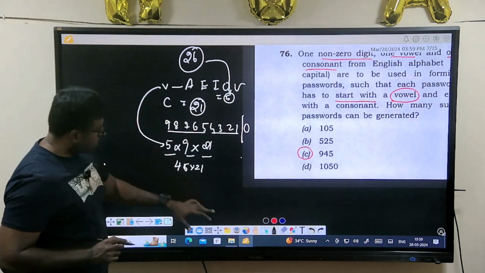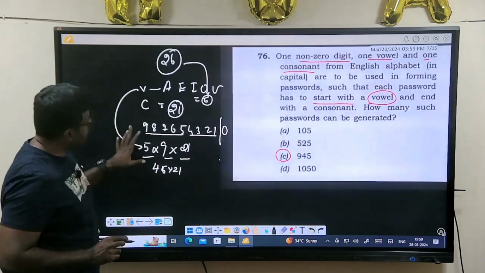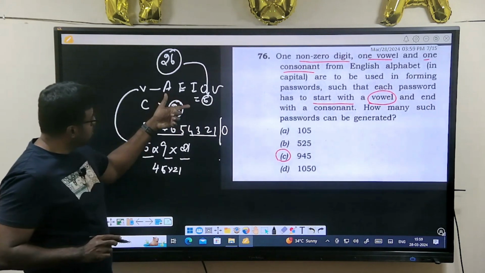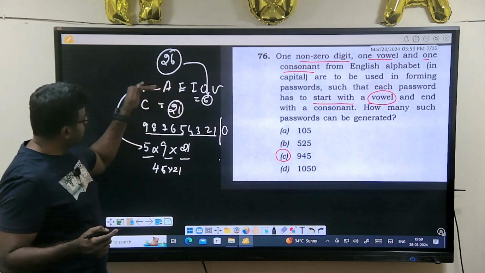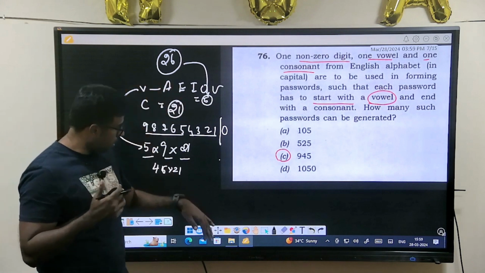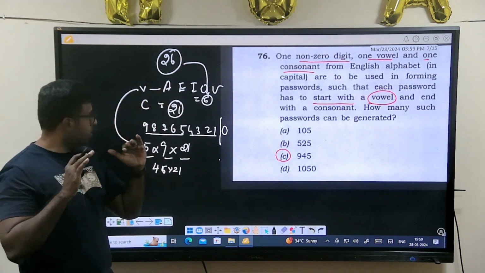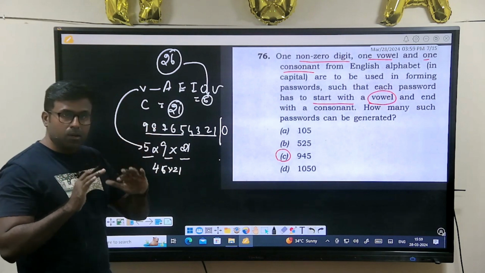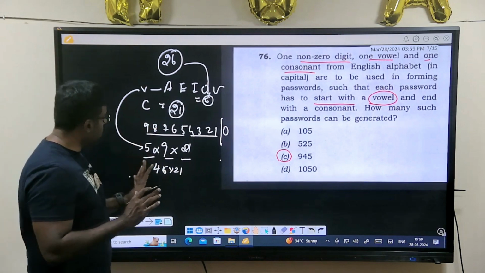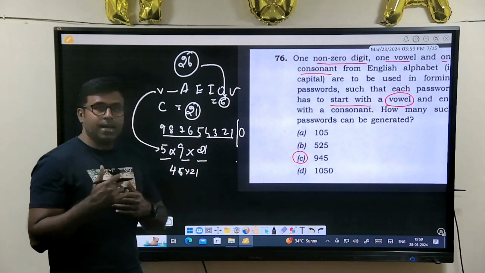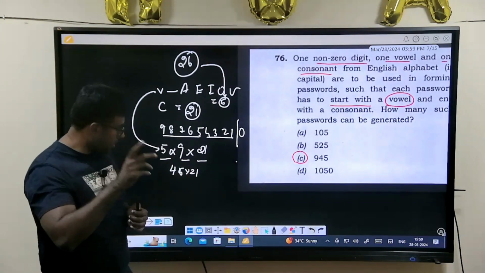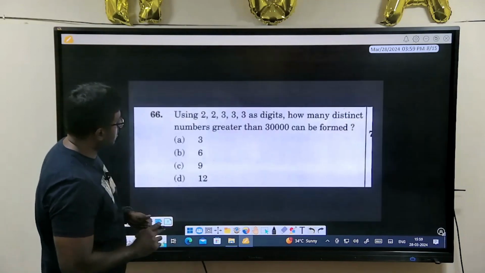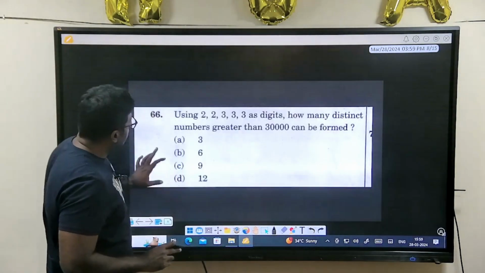It may seem a little difficult at first, but when you go through the questions, you will find that we have to know what kind of vowel, consonant, and non-zero digit it is. There are also distinct questions like natural numbers and integers. You just go inside the hall with that knowledge, and you will be able to solve the question. Now come to this again.